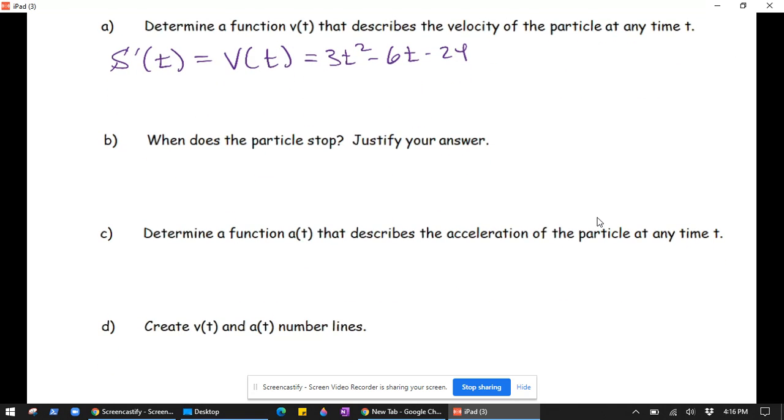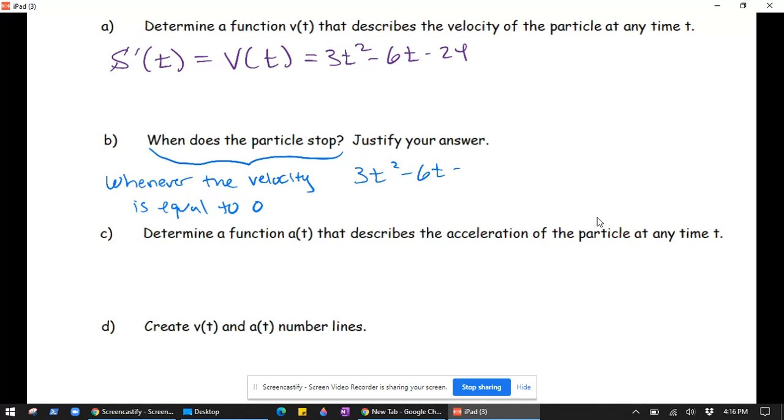When does the particle stop? The particle will stop whenever your velocity is equal to 0. So let's write that. Whenever the velocity is equal to 0. So we want to set our velocity equal to 0. We know that our velocity function is 3t squared minus 6t minus 24. We set that equal to 0.